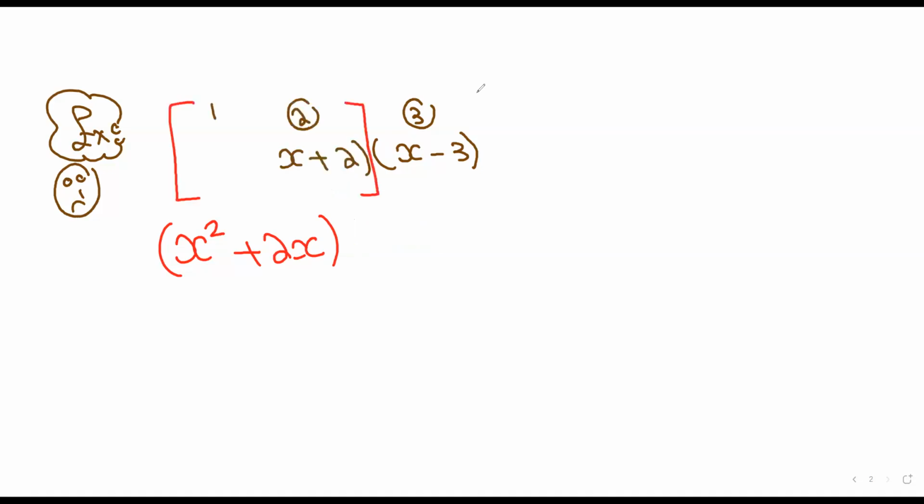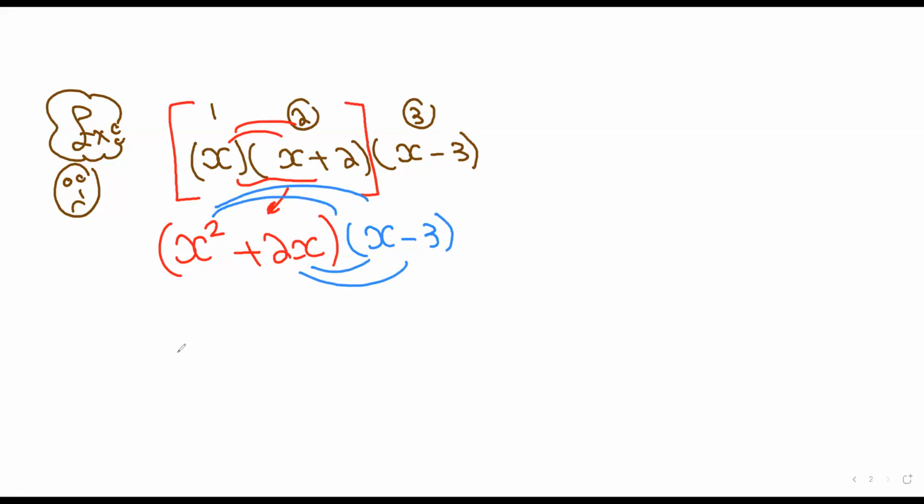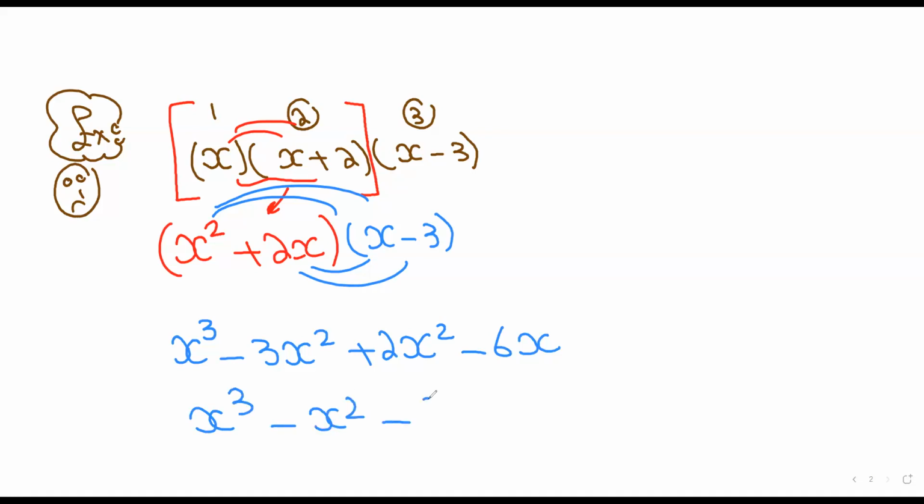So I decided to multiply the first and the second. That was the answer. Then I multiply the answer by the remaining bracket, which is x minus 3, in the normal way. So x power 2 times x is x power 3. X power 2 times negative 3 is negative 3x squared. 2x times x is plus 2x power 2. And 2x times negative 3 is negative 6x. By combining like terms: x power 3 minus x power 2 minus 6x. And you just leave it as it is.